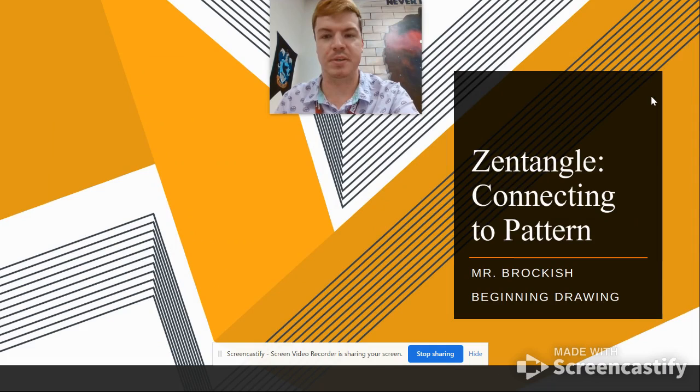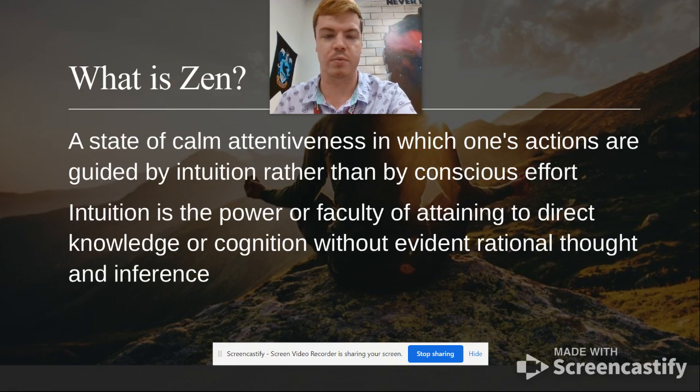Today's lesson we will be talking about our first art form that we're going to dive into, which is Zentangle. Okay, now we need to take apart that word, so let's start with what is Zen. Zen is a state of calm attentiveness, in which one's actions are guided by intuition rather than by conscious effort.